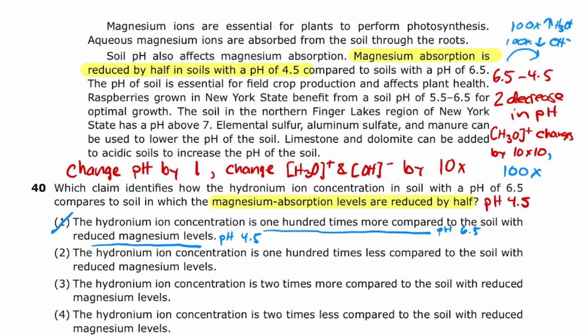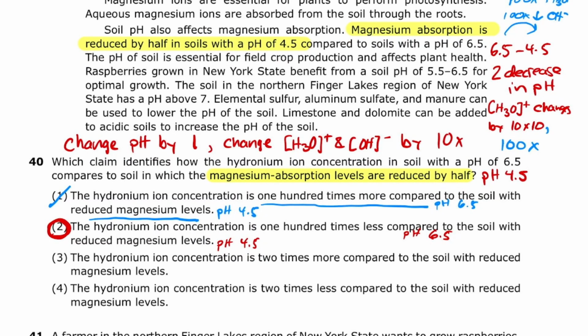Answer choice 2 is saying that the hydronium ion concentration is 100 times less compared to the soil with reduced magnesium levels. This checks out, right? Because in pH 6.5 soil, you do have 100 times less H3O+ than in pH 4.5. So this is the correct answer.